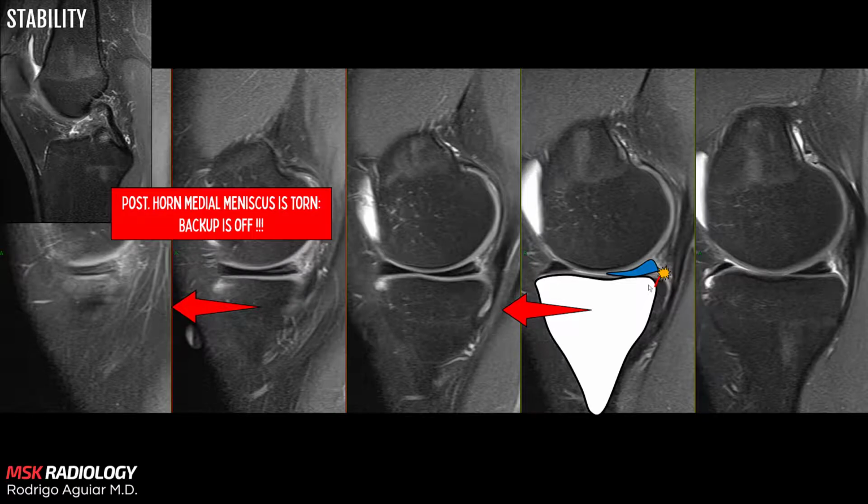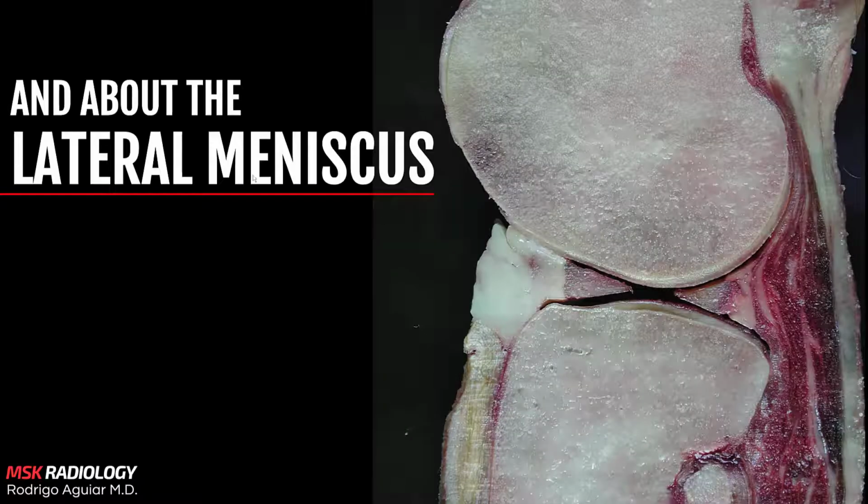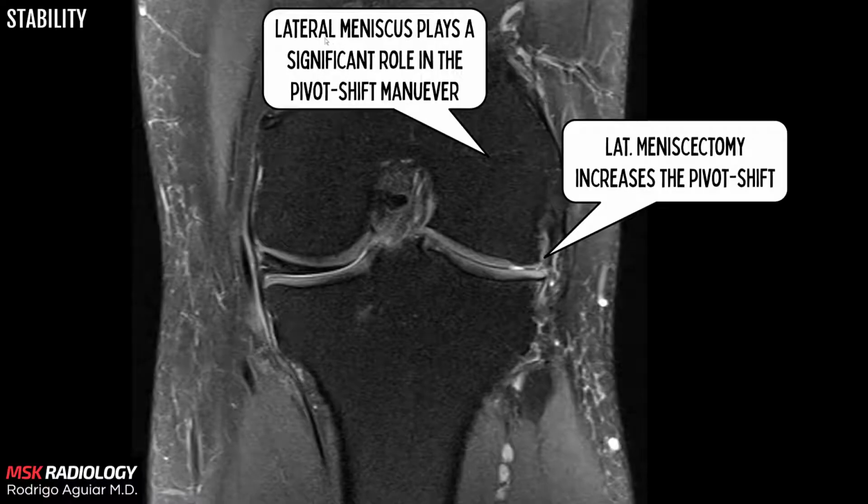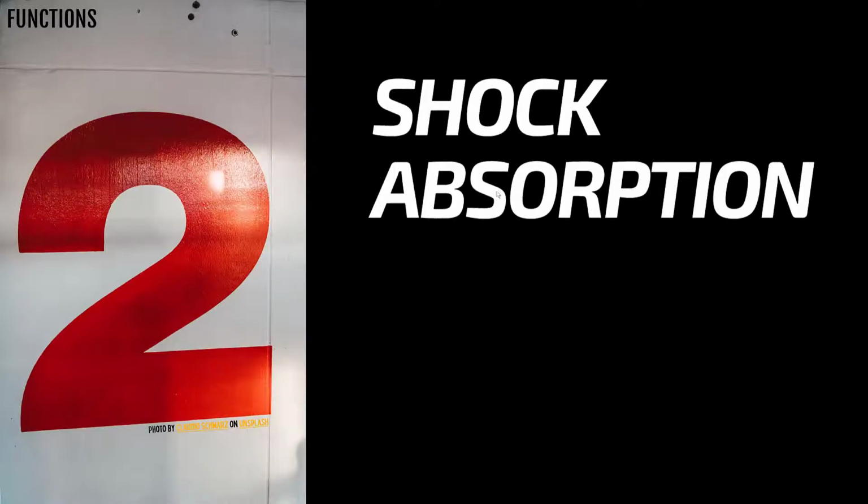So now let's talk about the function or the role of the lateral meniscus on stability. Recent studies have reported that the lateral meniscus plays a significant role in the pivot shift maneuver, as lateral meniscectomy increases translation and rotation of the tibia, increasing the pivot shift. Okay, now let's talk about the shock absorption.